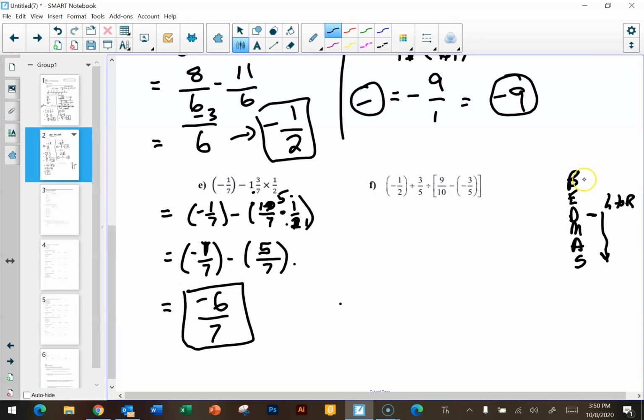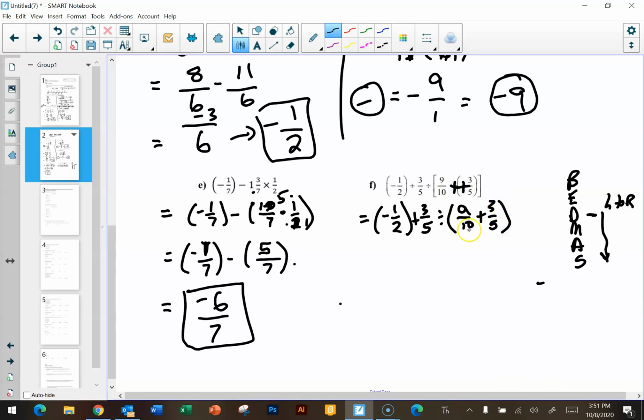Next one, we have brackets. So let's start with the brackets. Write out the first part, negative 1 over 2 plus 3 over 5, which we're not going to worry about, and we're not going to worry about the division yet because we have these brackets. So let's look inside the brackets. We've got 9 over 10 minus a minus. Well, that's plus, right? So we've got 9 over 10 plus 3 over 5.